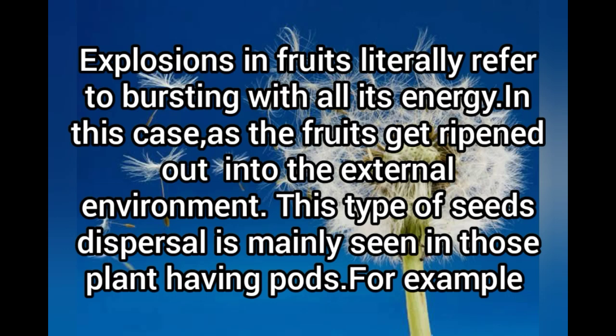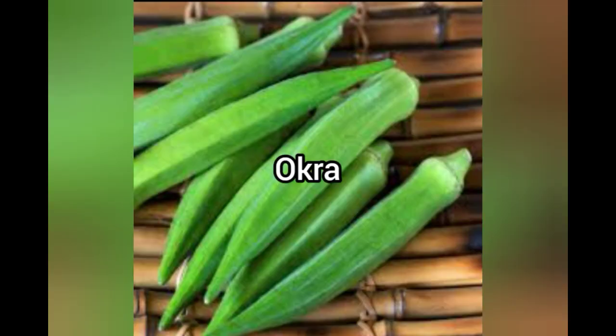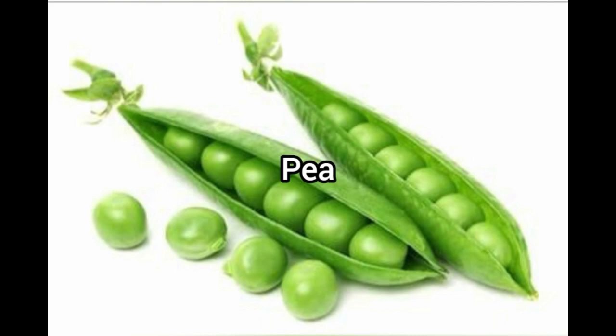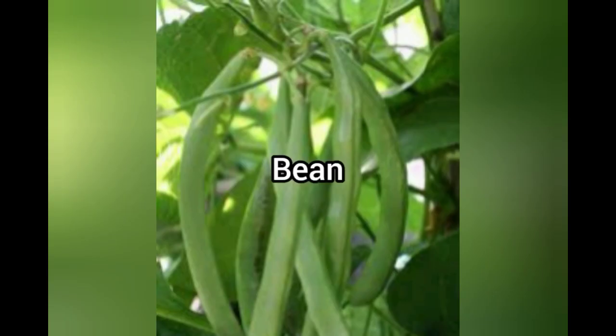Seed dispersal by explosion. Explosion in fruit literally refers to bursting with all its energy. In this case, as the fruit ripens, the seeds burst out into the external environment. This type of seed dispersal is mainly seen in plants having pods. For example, okra, gorse, pea, beans, etc.